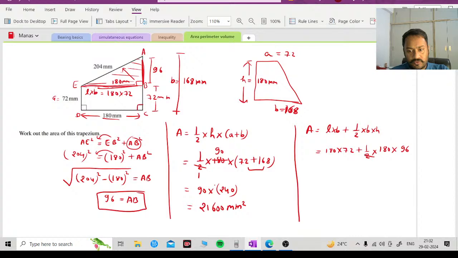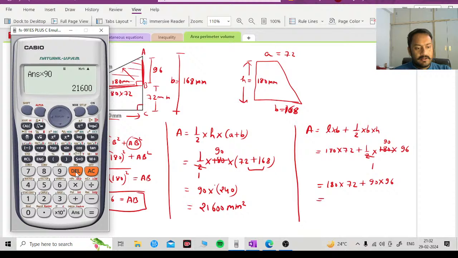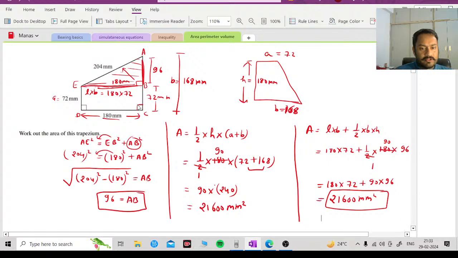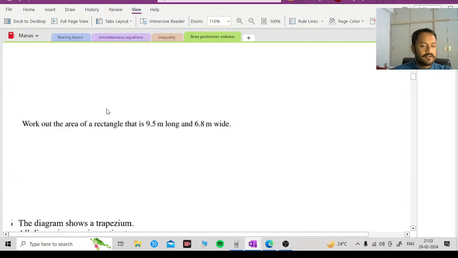So what we can do is use the calculator here to quickly find the answer. So it is 180 into 72, right? Then plus 90 into 96. That will give you the same answer. If you can see here, 21600 mm square. So both are ways of doing these questions. This is the easiest question, I feel, because the coming questions will be difficult. So this is just a simple question for you all.